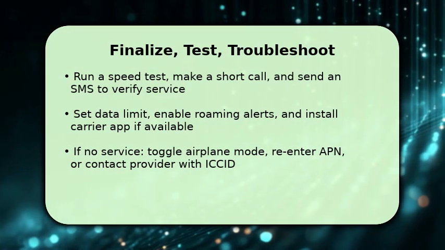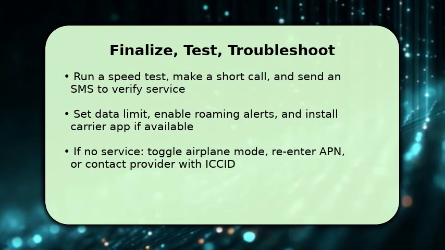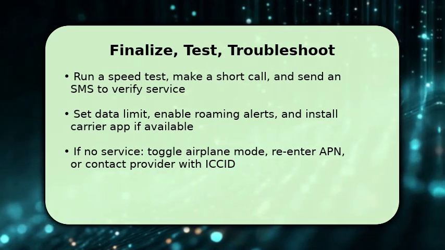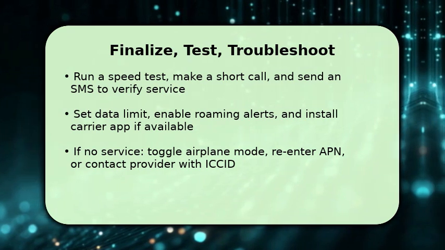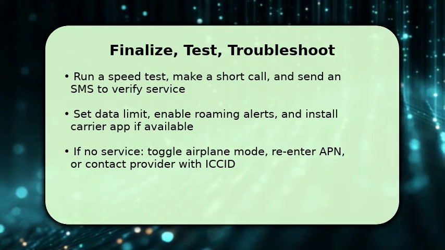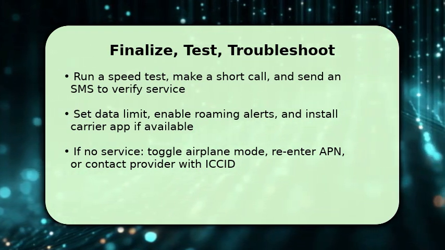Finish by verifying service. Run a speed test, place a quick call, and send an SMS to ensure voice, data, and messaging are active. Once verified, set a data limit and enable roaming usage alerts to prevent surprises. Install the carrier app for balance and top-up convenience.